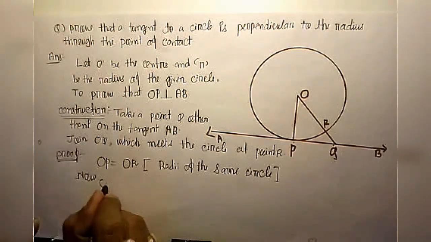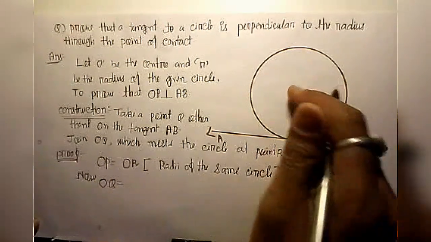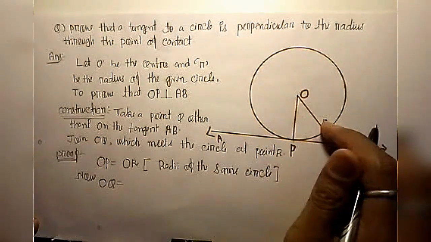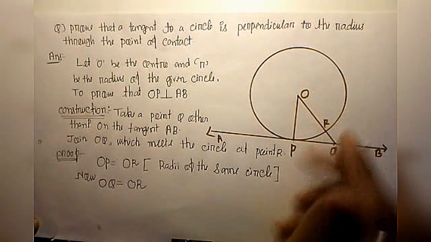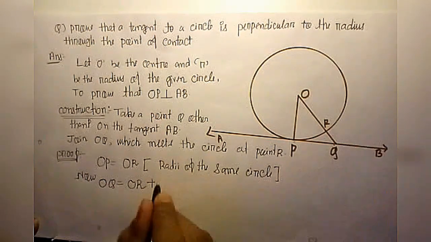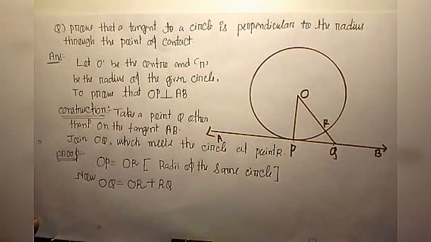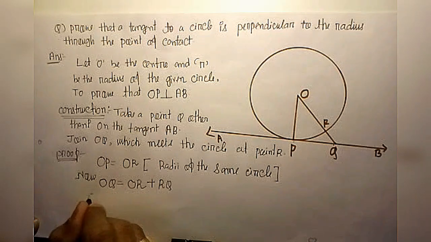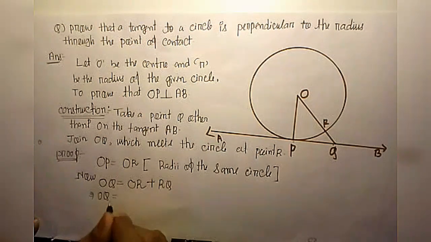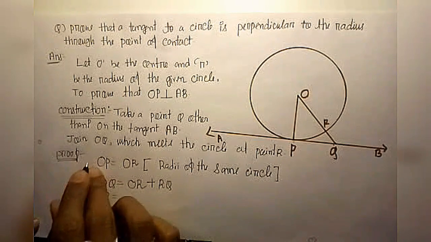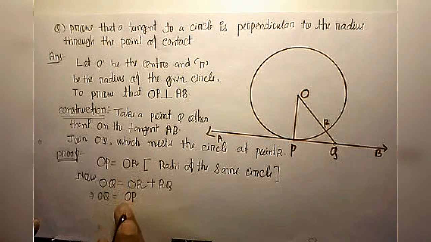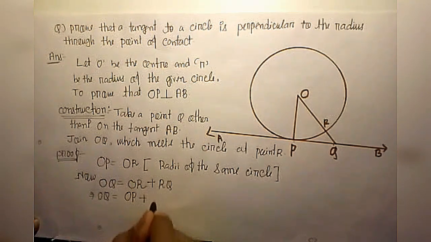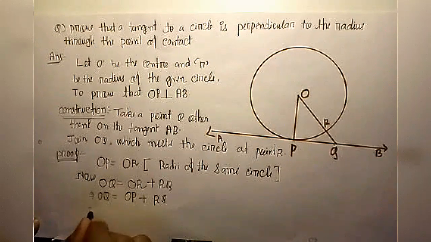Now, OQ equals what? OR plus RQ. So OQ equals OR plus RQ. This implies that OR and OP are both the same, so instead of OR we can write OP. So OQ equals OP plus RQ.